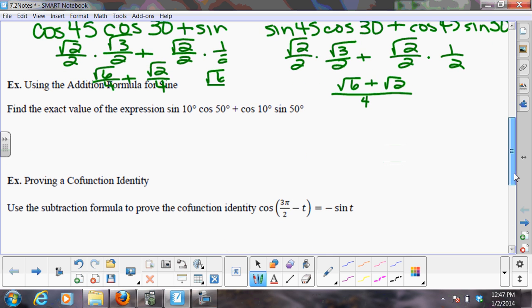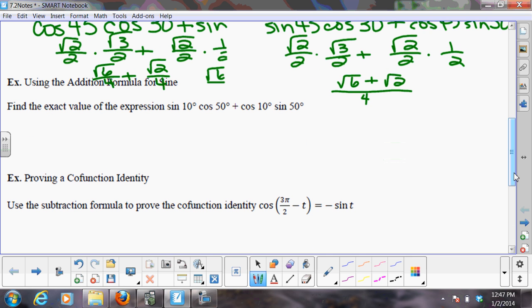The next example is actually going backwards. Seeing this function, sine, cosine, plus, cosine, sine, you have to be able to see that and then go back and pick out which formula it actually is. This is the sine addition formula. So we're looking at the sine of 10 plus 50. Well, 10 plus 50 is 60, and sine of 60 is the square root 3 over 2.